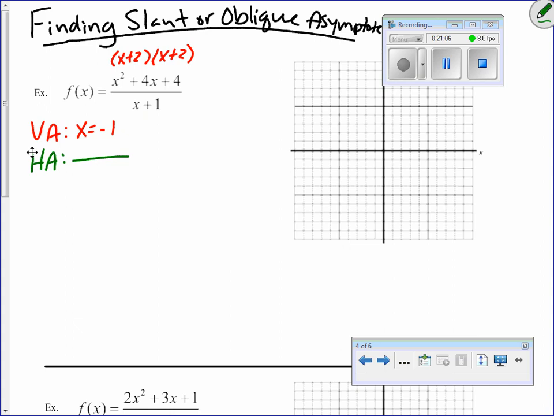So since we're dividing linearly here, I'm going to use synthetic division. We're going to divide by negative 1 here, and our coefficients are 1, 4, and 4. So if we go ahead and do this, I'll bring down the 1. 1 times negative 1 is minus 1. 4 minus 1 is 3. 3 times negative 1 is minus 3. We end up with a remainder of 1 there, and we're going to ignore that. Okay, we're going to ignore the remainder.